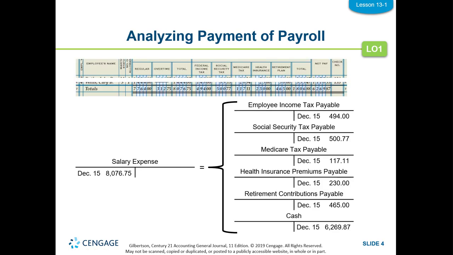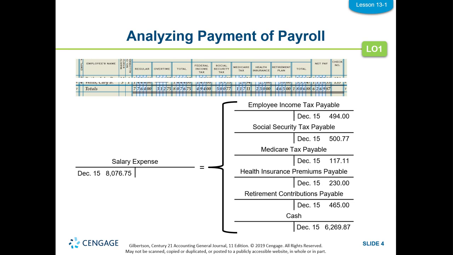The net pay column total of $6,269.87 is the net amount paid to each employee. So cash is credited for $6,269.87. It is drawn on 3 Green's general checking account and deposited into a separate payroll checking account. Individual payroll checks are then written on the payroll checking account.